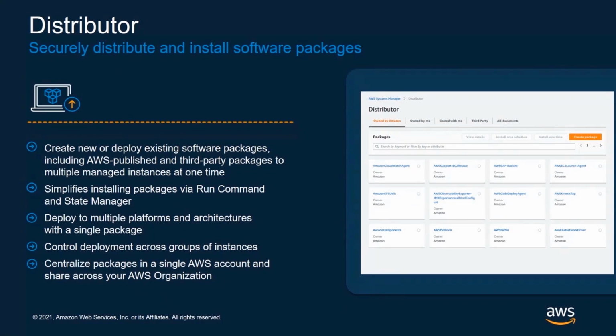In this case, we're going to be using Distributor later on in the workshop in order to install the Amazon CloudWatch Agent. But what you can do is customize Distributor, and you can create your own software packages so that you can then deploy them out to your managed instances across your entire environment. These packages that you end up creating, you can share across your AWS organization by sharing these out with your other accounts as needed.